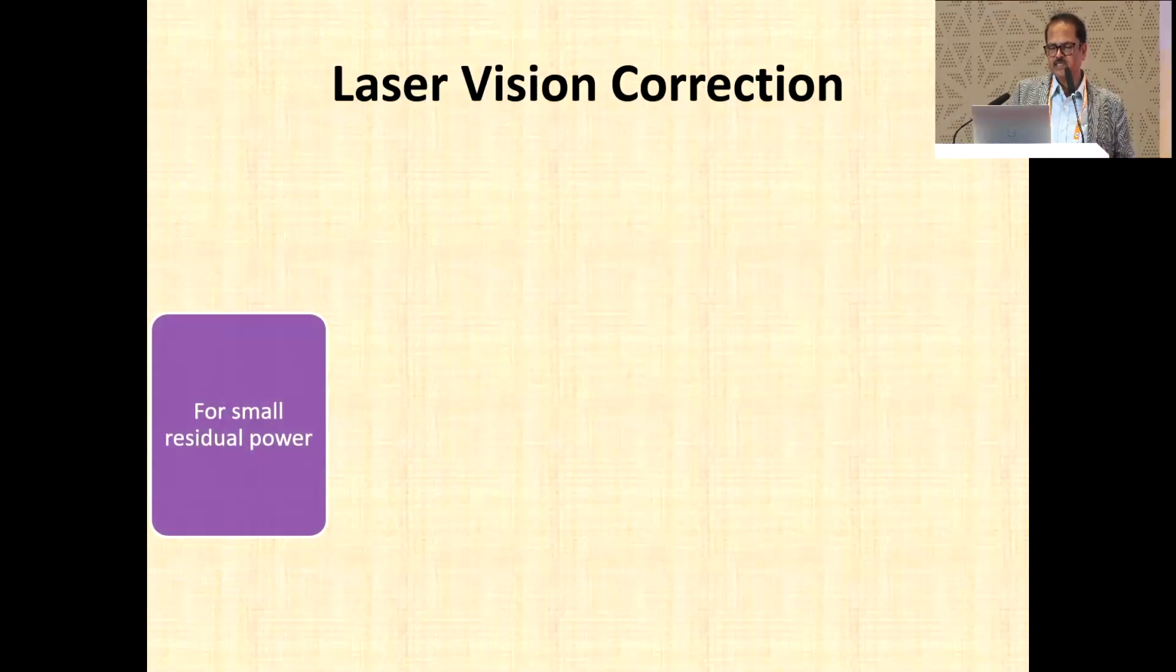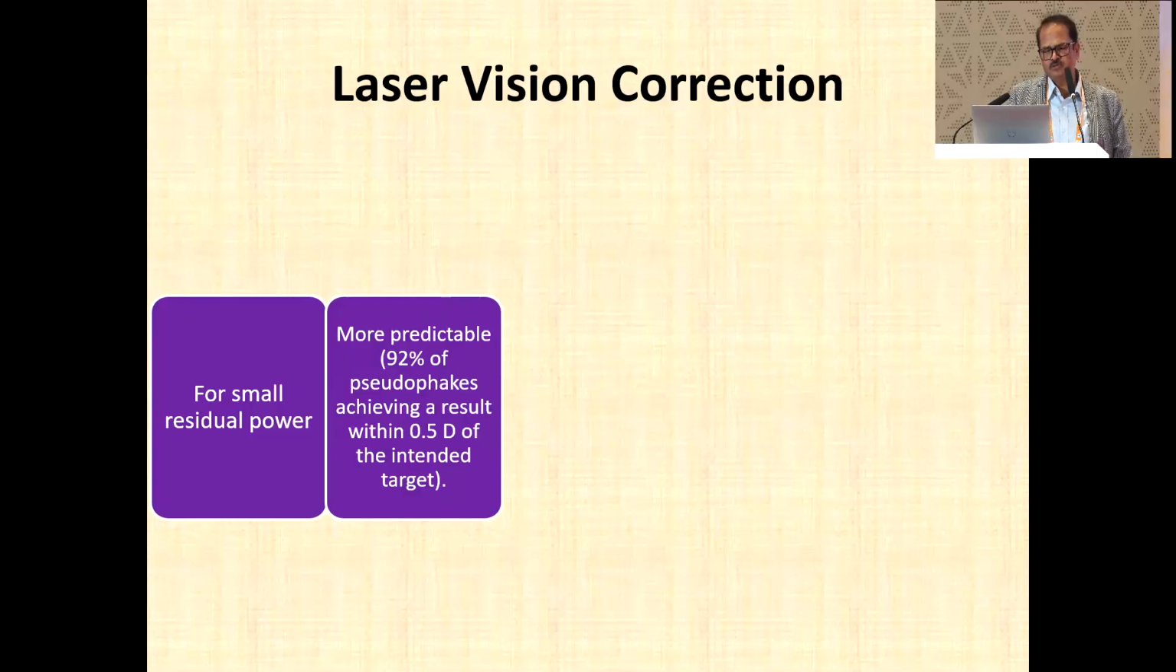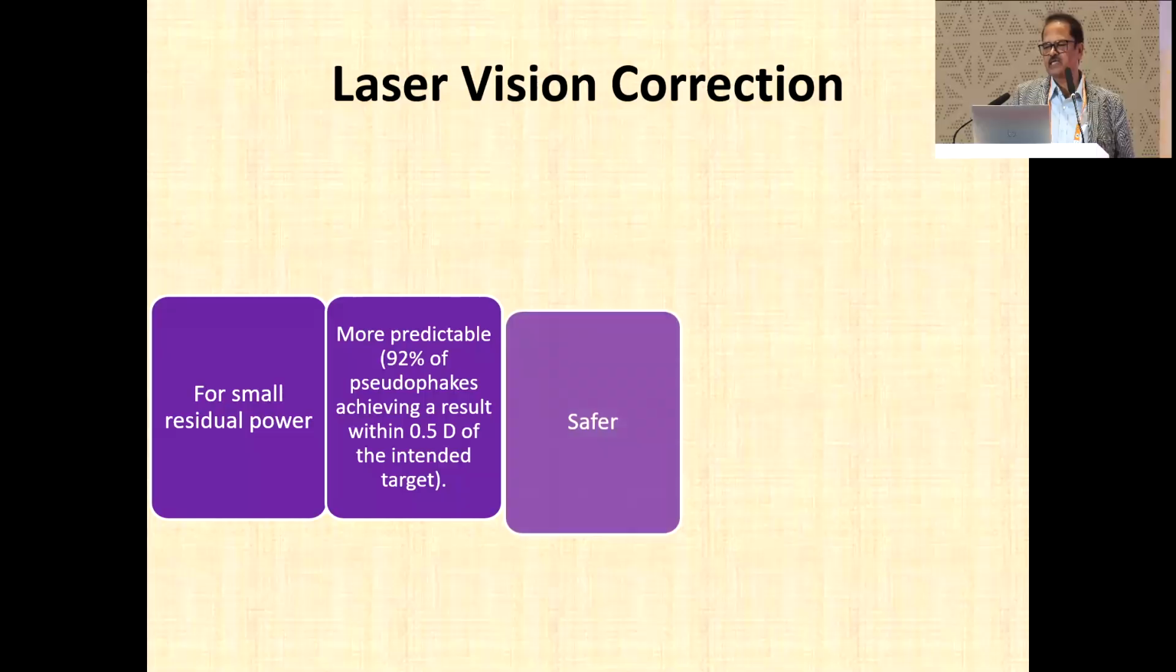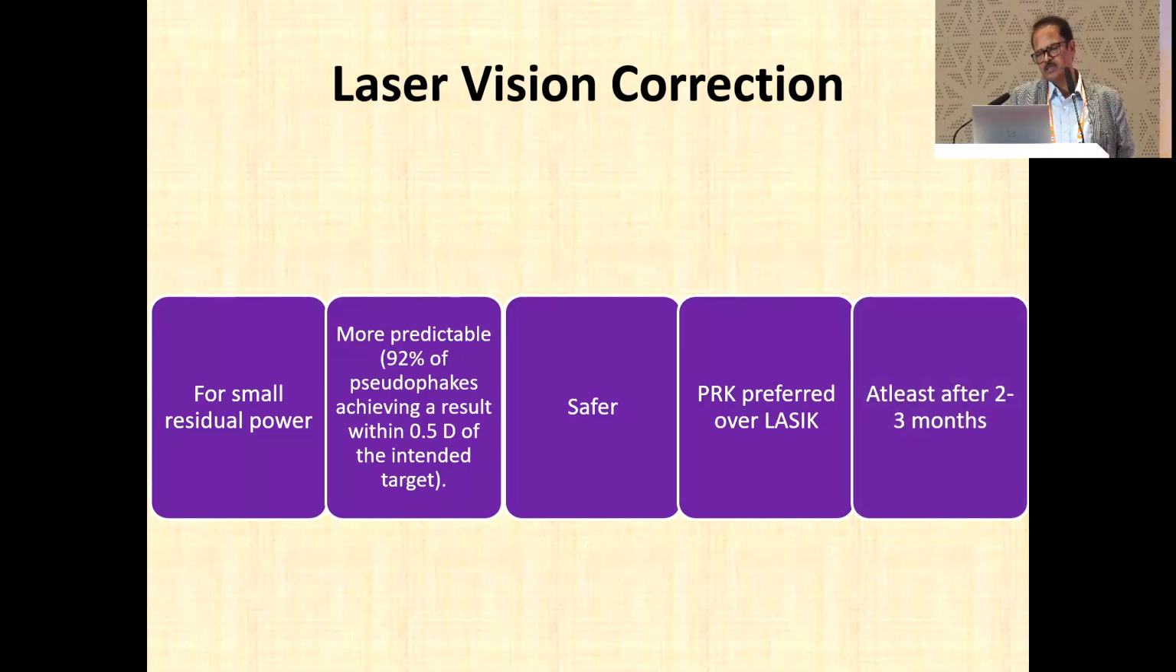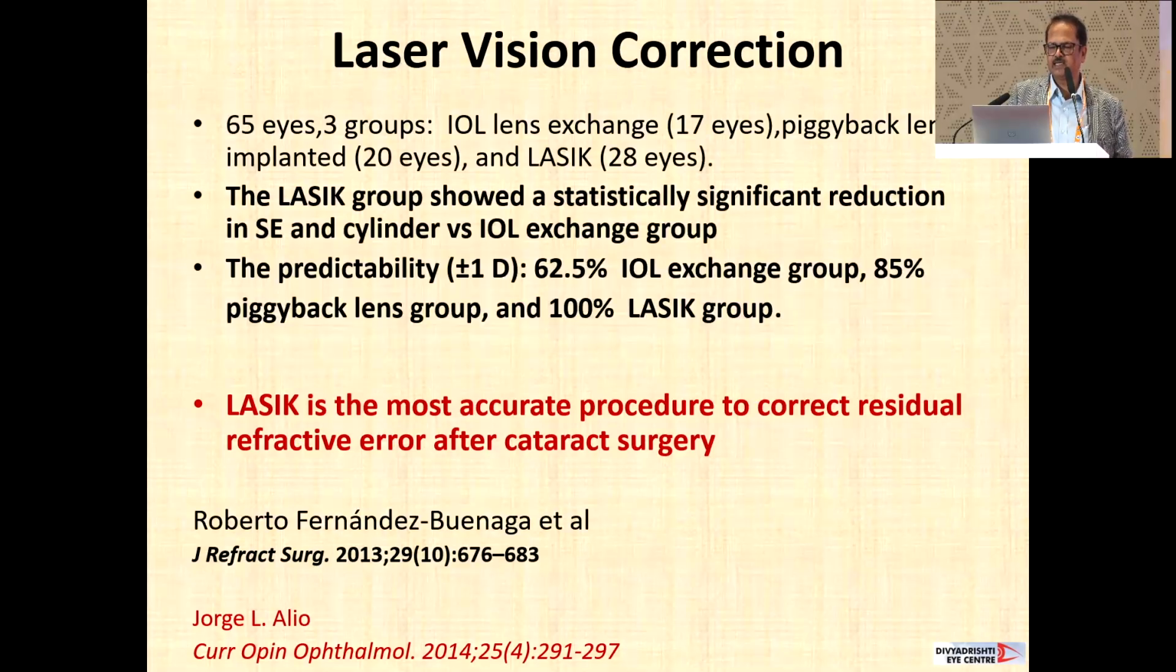Laser vision correction is another good option, but it can be reserved for a small amount of refractive error, and it requires extra machines and extra cost. So if you have this machine, you can offer it to your patients. PRK is preferred over LASIK because most of the patients are old, so it doesn't compromise the tear film. But if you are doing this, it is better to wait for 3 months and let the wound stabilize. There was just one study which clearly said that LASIK is the most accurate procedure to correct the residual refractive error after cataract surgery.